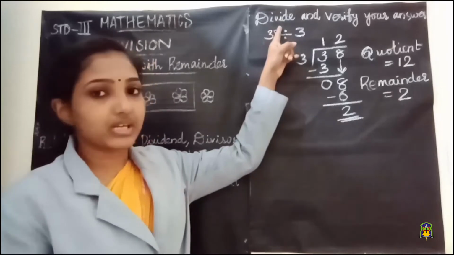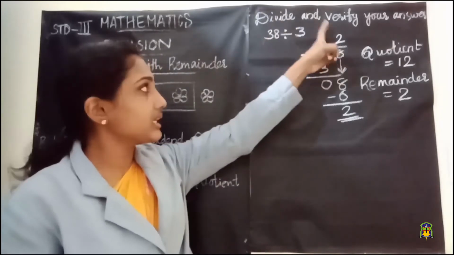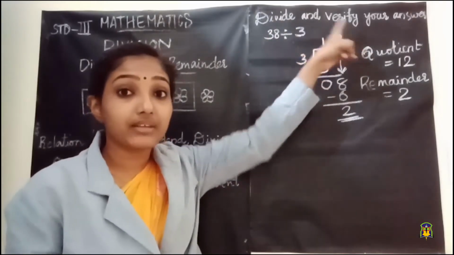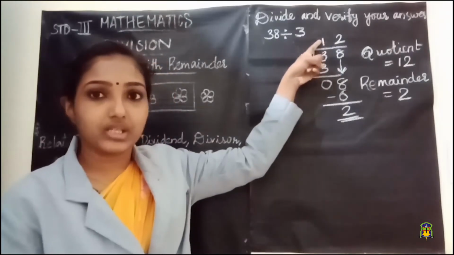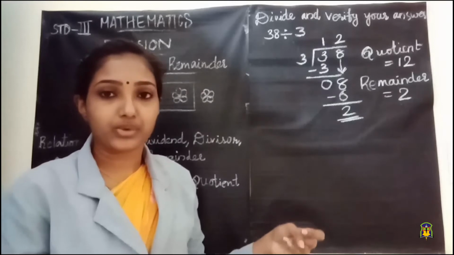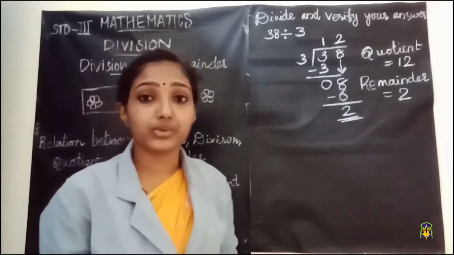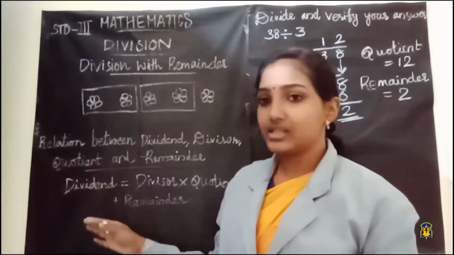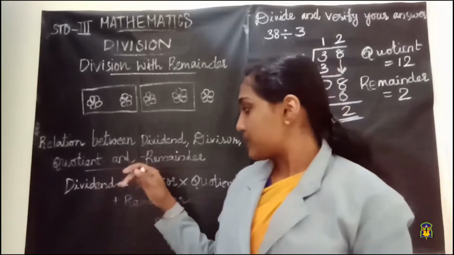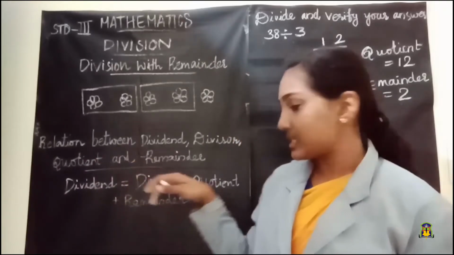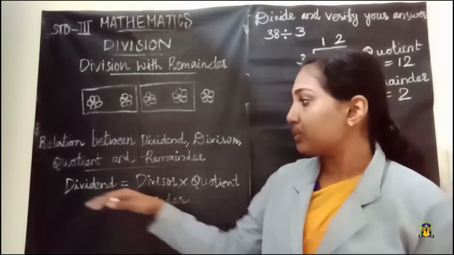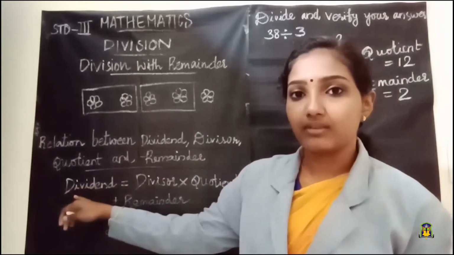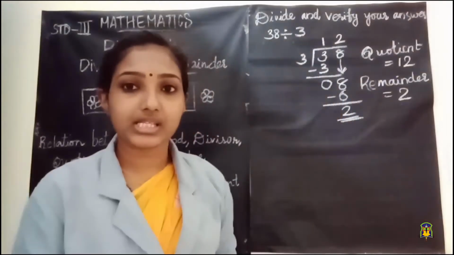Now we have done our first part. We have divided our question. Next we have to verify the answer. We have to check whether this 12 is correct or not. For that we will use this relation. First we will multiply divisor into quotient and add the remainder and check whether we get our dividend itself. So let's verify our answer.